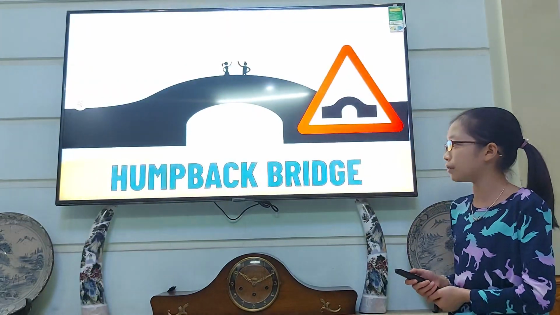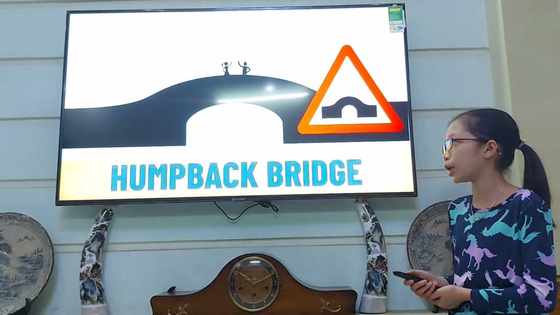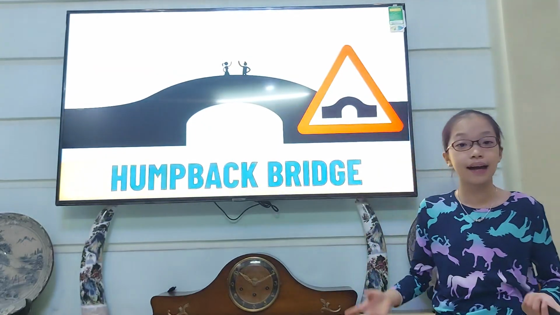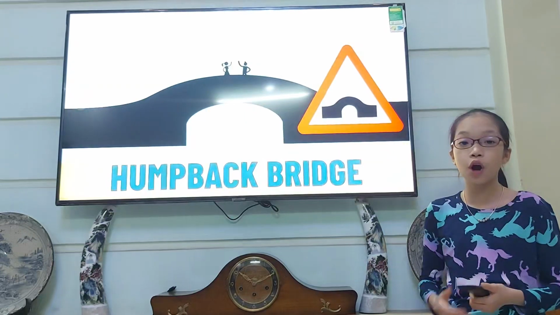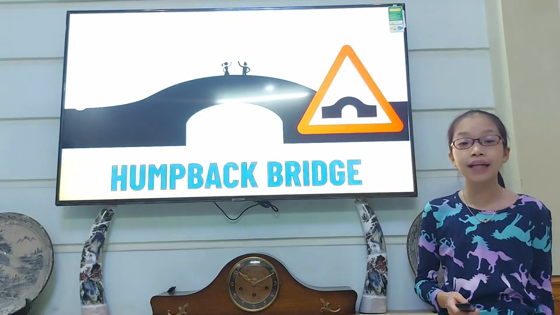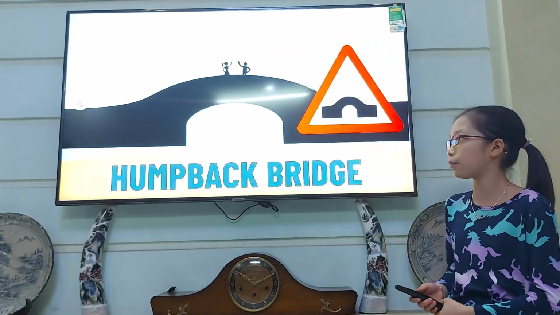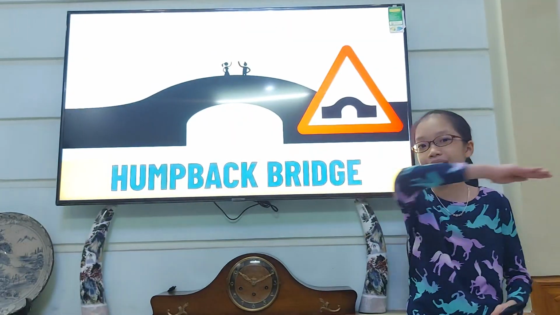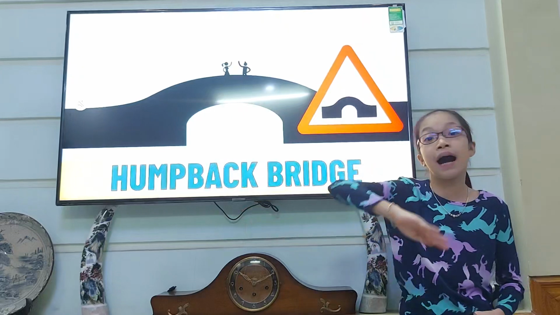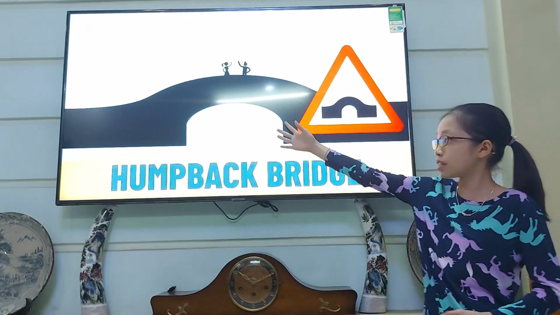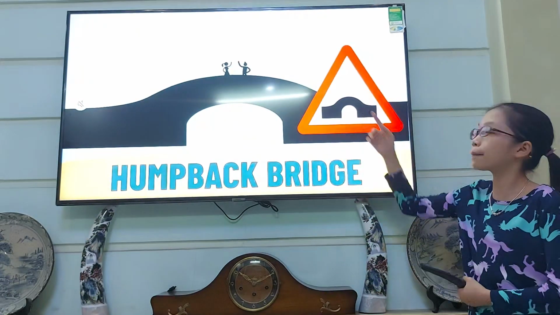Yes, so narrow bridge ahead. Next, we've got this kind of bridge called a humpback bridge. Humpback bridge ahead. Yes, so they will have different signs of the bridge to let you know that there is something ahead and you need to be cautious about that. So what is a humpback bridge? It's like a flat bridge. Suddenly there's a hump on the bridge. That's why they call it humpback. Like this one. Yeah, so humpback bridge ahead.